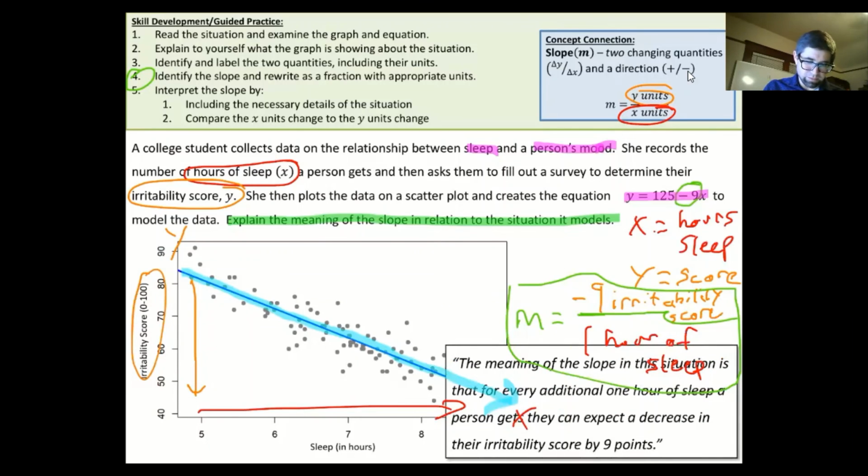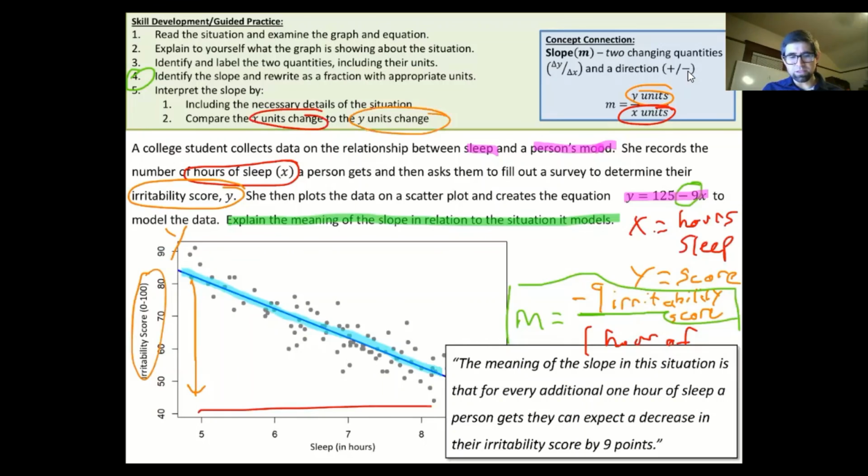All right, let me go ahead and erase some of this for you guys so we can see it. Now to interpret the slope, I'm going to make sure I do this in the same order as last problem. I'm going to compare the x units change, what happens, and how do the x units change compared to the y units and how those change. So we're always going to start with the x units and then the y units will follow. So let's see that in my response here.